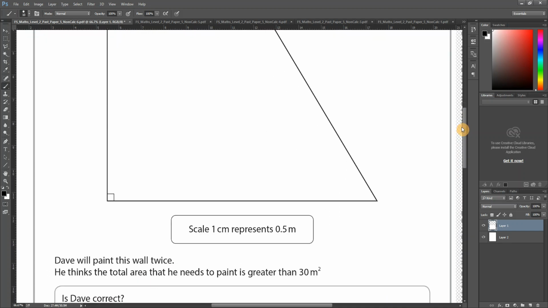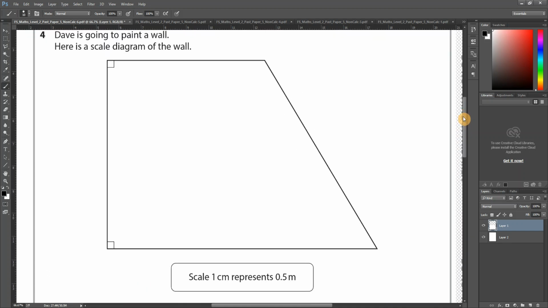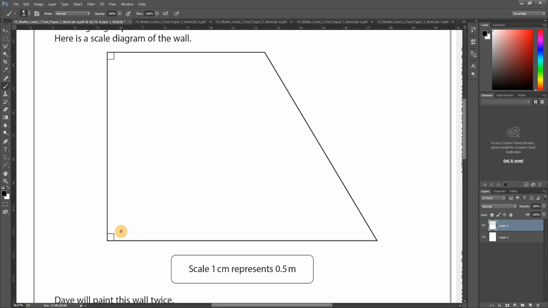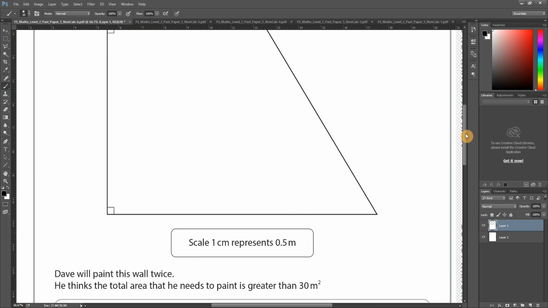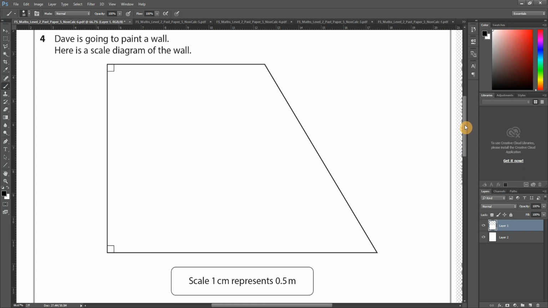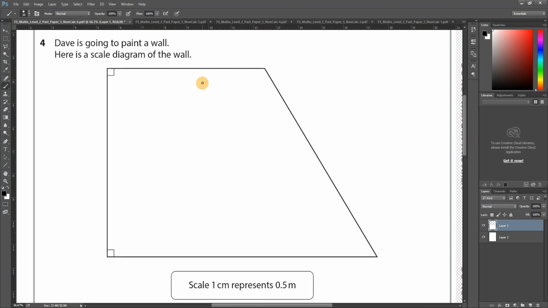If you have a scale diagram, then definitely you need a ruler. You need to measure these lines. Obviously it's talking about area, so we need to work out the area of that shape. But first of all I need these measurements. So just give me 2 seconds. I'm going to put my ruler on the screen and I'll show you what these measurements are.